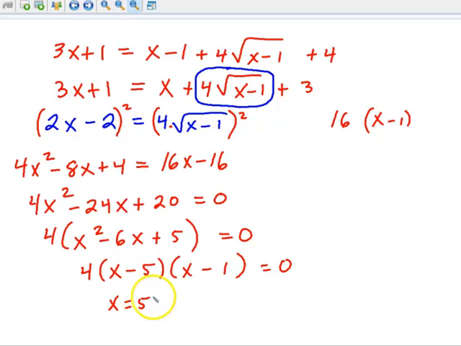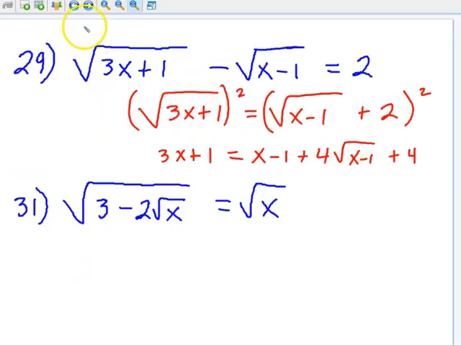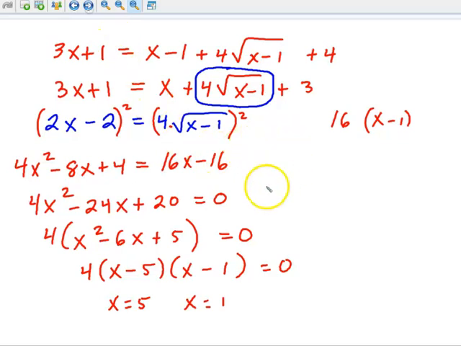So I got two possible solutions, but I need to make sure that they're both legitimate. So let's test x equals 5 in the original. All right, go back to the original problem. So let's see if we can do some mental math here. This will be 15 plus 1, that's the square root of 16, minus 5 minus 1 is the square root of 4. Does that equal 2? So 4, square root of 16 is 4. 4 minus 2. All right, so 5 checks.